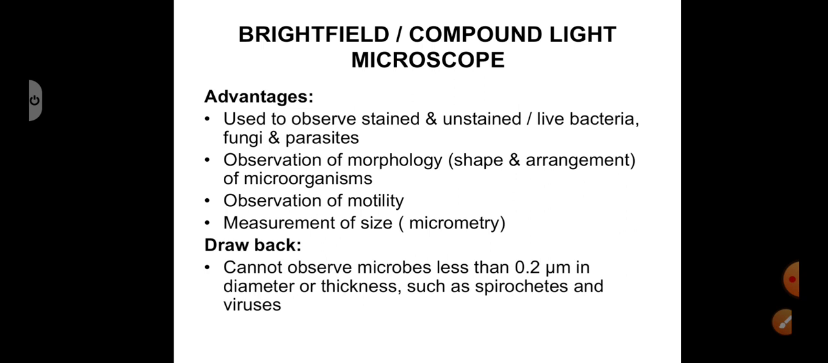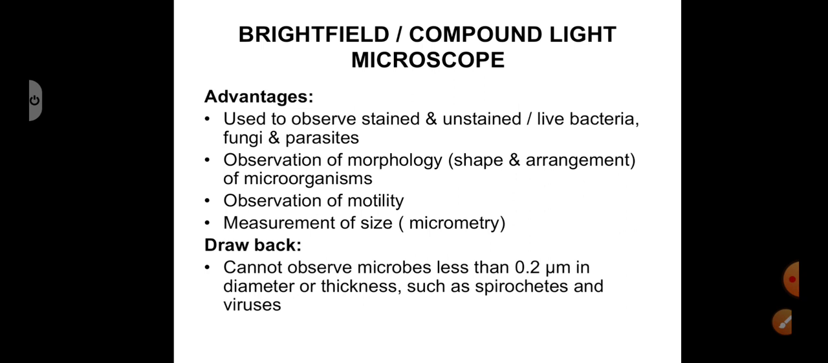So let us look into the advantages and disadvantages of the bright field microscope. Advantages are, it is used to observe stained microbes, and unstained or live microbes like bacteria, fungi, and parasites can be seen, not the viruses. Viruses are too small to be seen under a bright field microscope. Then you can observe their morphology, that is their shape, are they round, rod like, spiral, and how are they arranged, single, in pairs, or in groups. Then you can observe their motility, whether they move or not. Also you can measure the size of these microbes, known as micrometry.